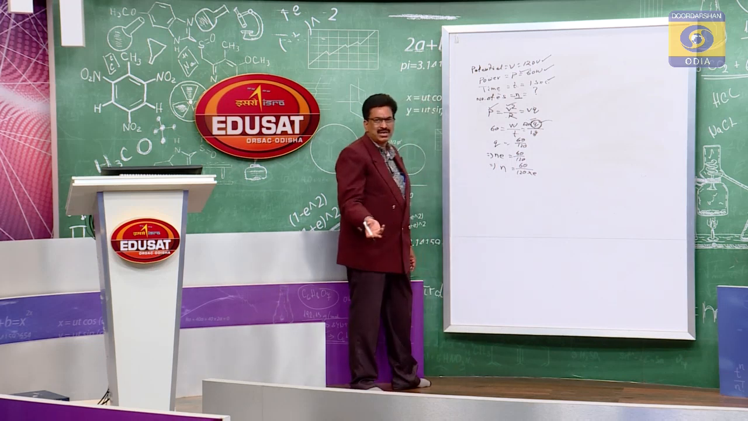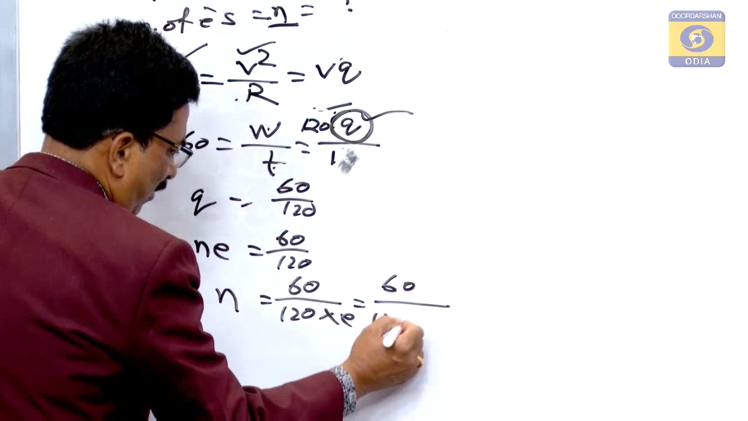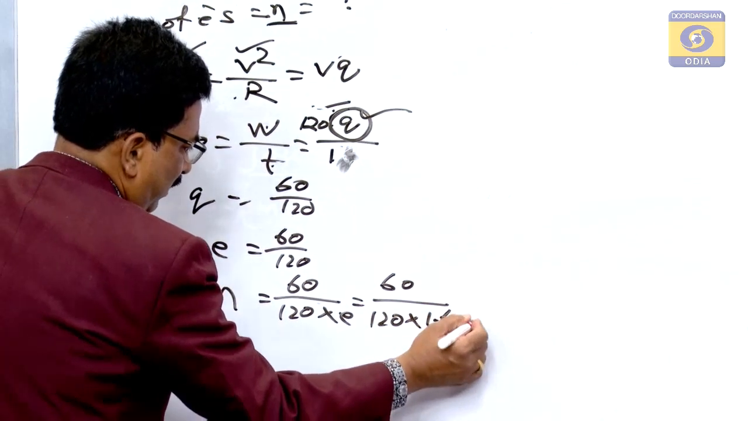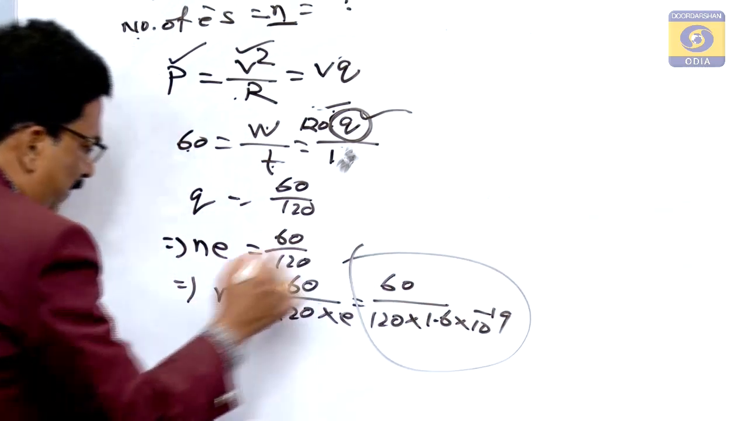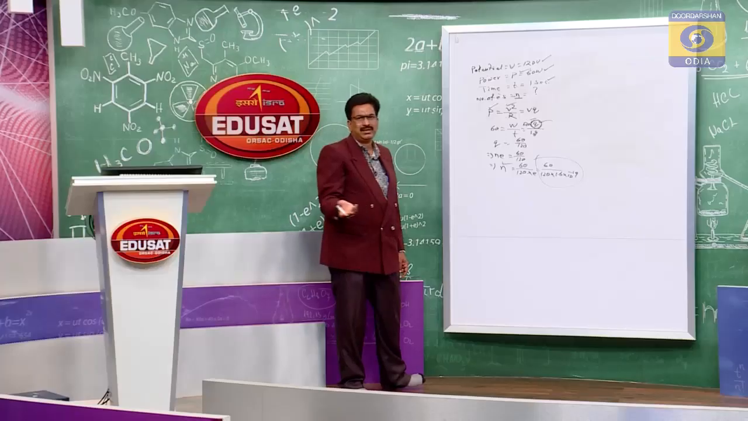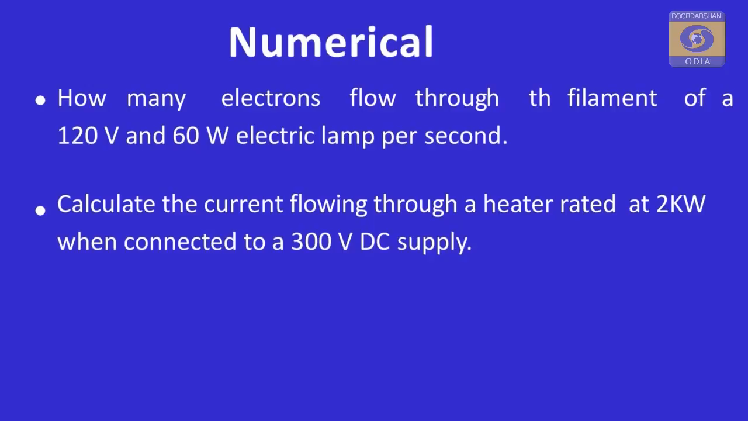E is what? The charge of the electron. Put the value of the charge of the electron. So, 60 by 120 into 1.6 into 10 to the power of minus 19. If you solve that, then you will get the value of N. Then it is okay for question number 1. For question number 2, calculate the current flowing through a heater rated at 2 kilowatt.